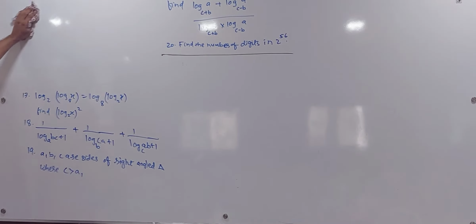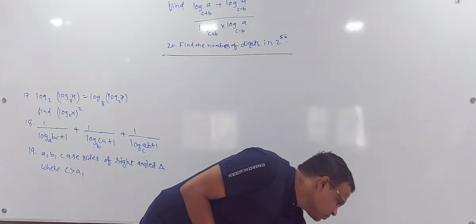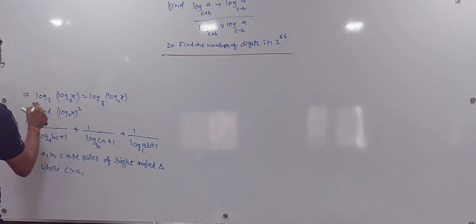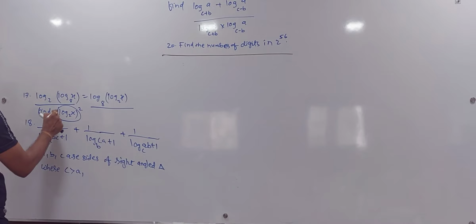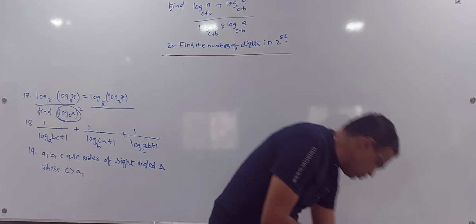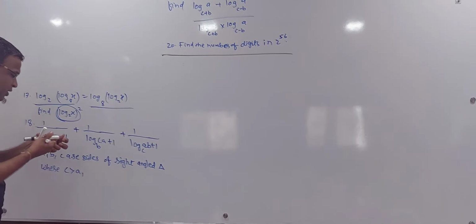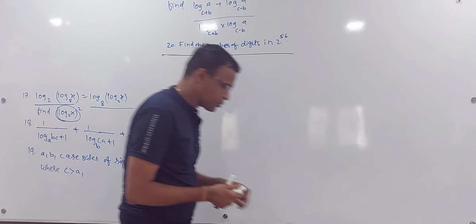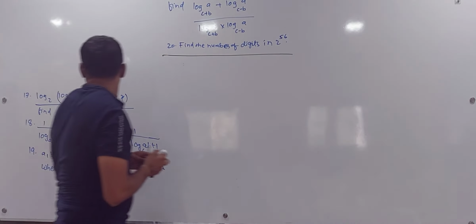Question number 17. Okay. So it is given this equal to this, and find this. So I can take this to be y and convert everything in terms of y. Let us just try this question. So again, an easy question for us.